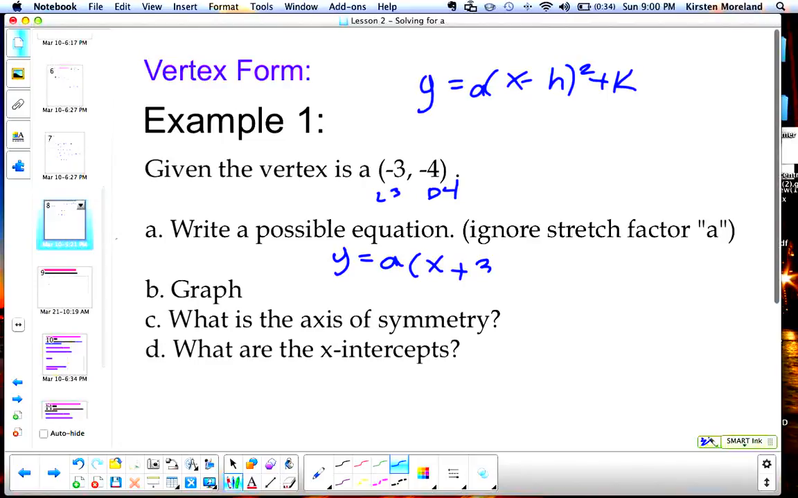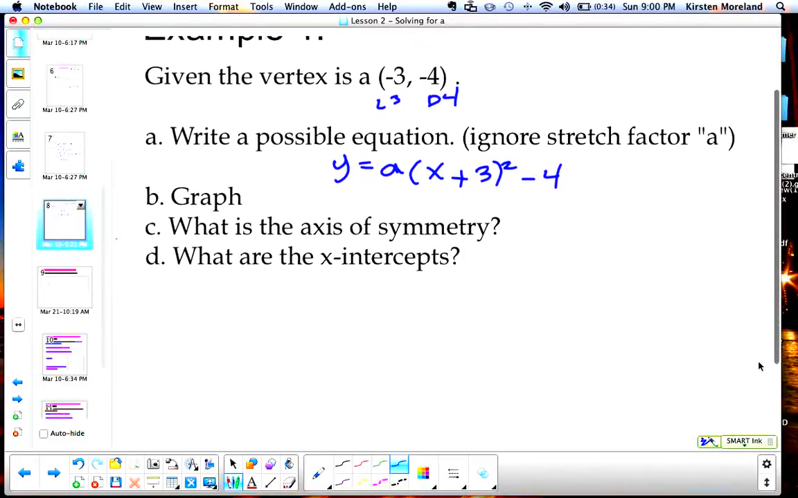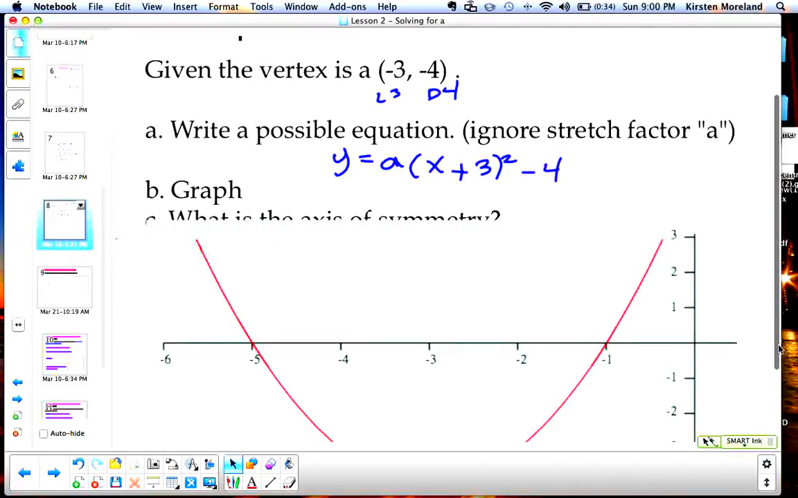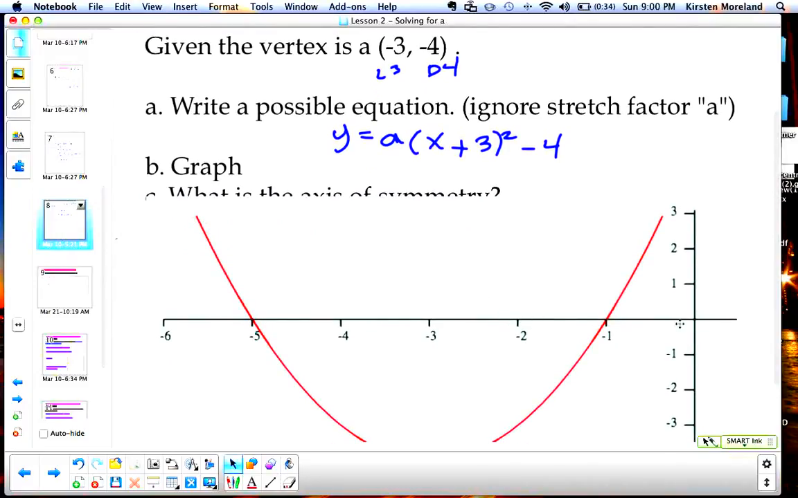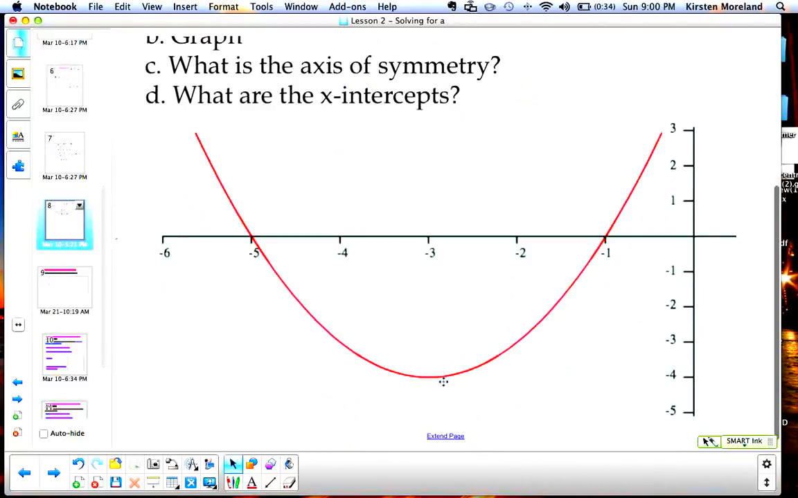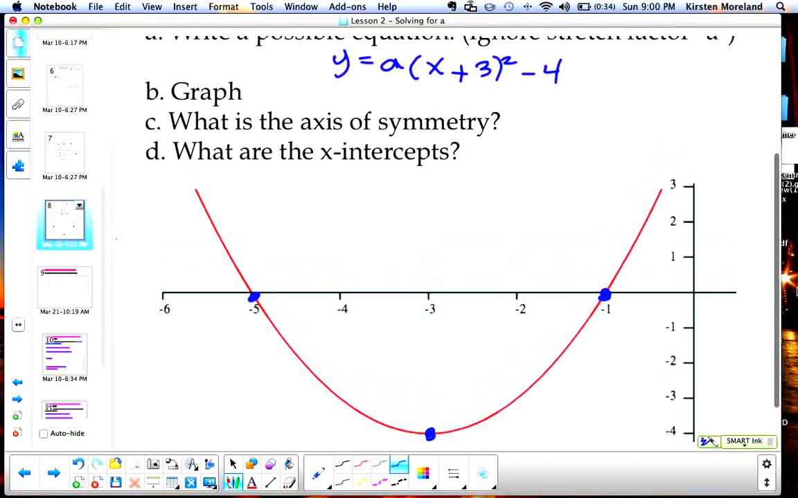It's going to be x plus 3, because remember, if it went left, it's really a plus, and then it went down 4. And then it says graph. Lucky me, I already have my graph down here. Now, if you were going to graph on your paper, you're just going to go to the point -3, -4, and plot that point. And then I can just show you the x-intercepts are at -1 and -5. You are not able to find that just given the equation.